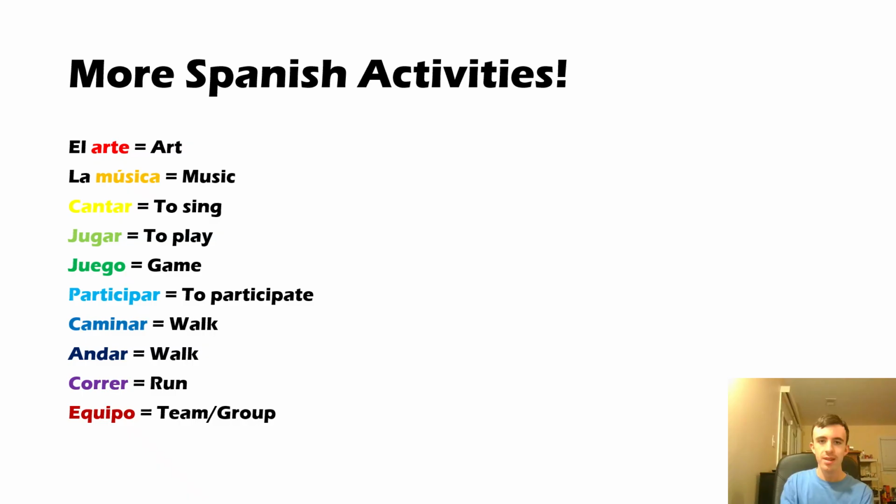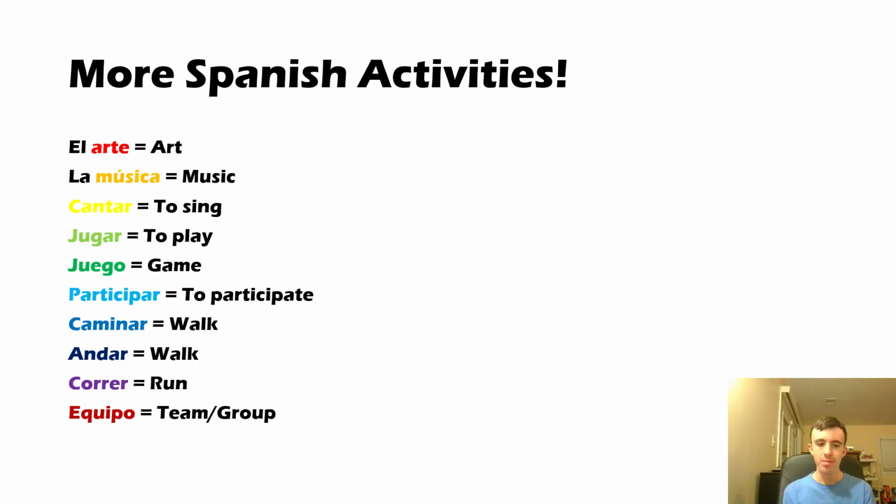So first, let's look at some more Spanish activities. For example, arte and música mean art and music respectively. Since the concept is very universal with both art and music, it stands to reason that the words would be very similar. Remember, one is masculine, like el something o, and the other is feminine, like la something a, la música. Okay, anyway, then cantar means to sing.